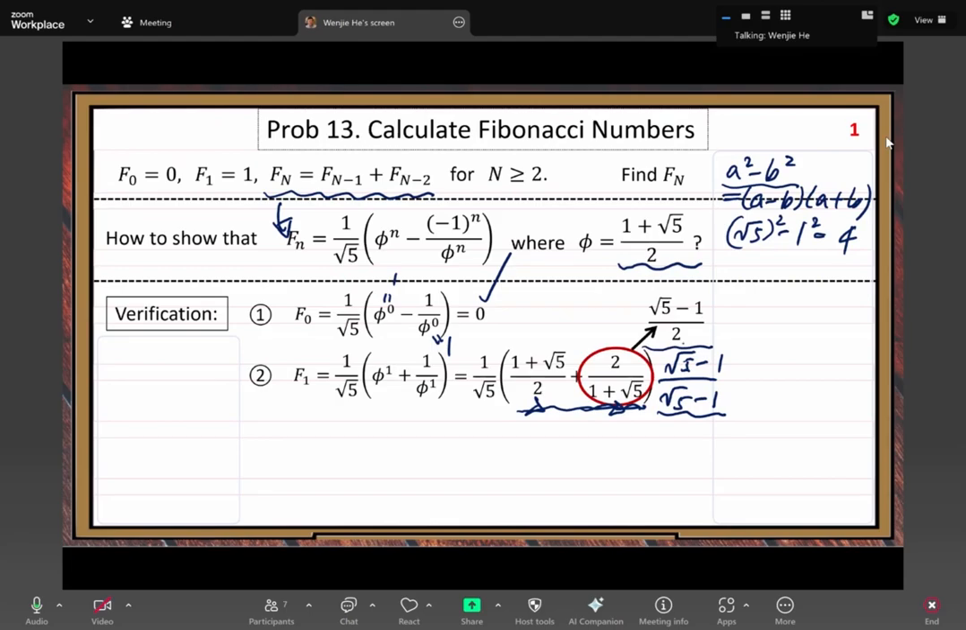After that transformation, you can see these two fractions have the same denominator, and in the numerator, minus 1 and plus 1 cancel, and we get 2 root 5. That 2 and the denominator 2 cancel out, root 5 and this root 5 cancel out. So the answer you get here is 1. So it is also verified.